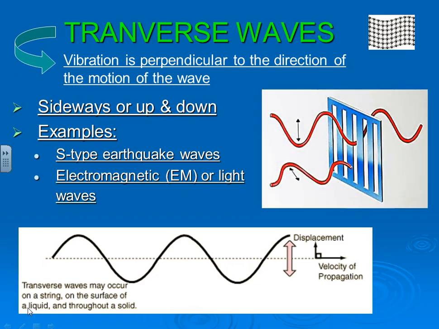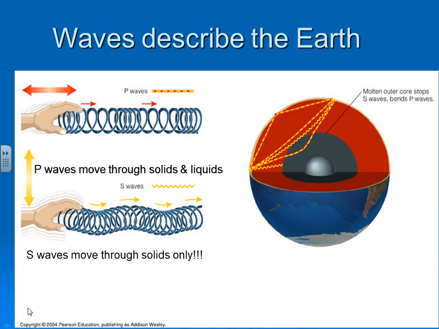Okay. Here you can see the waves moving sideways or up and down. Here are your P waves. You don't have to write anything down for this. For waves that travel through the earth, your P waves move through solids and liquids. Your S waves move through solids only.